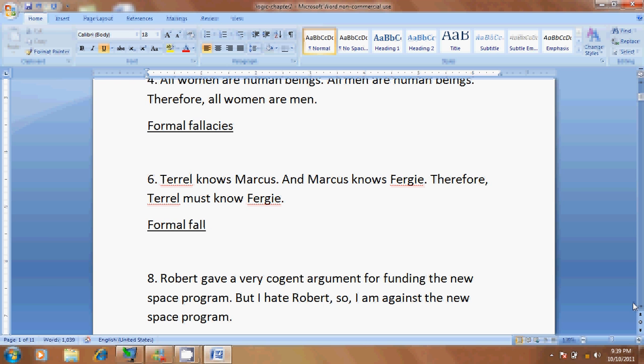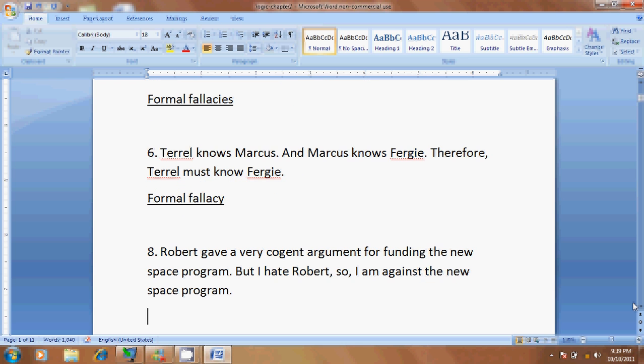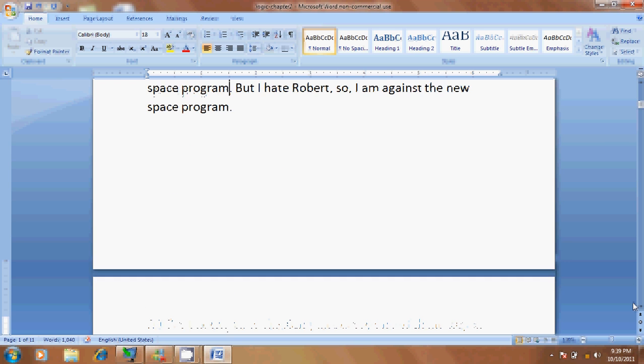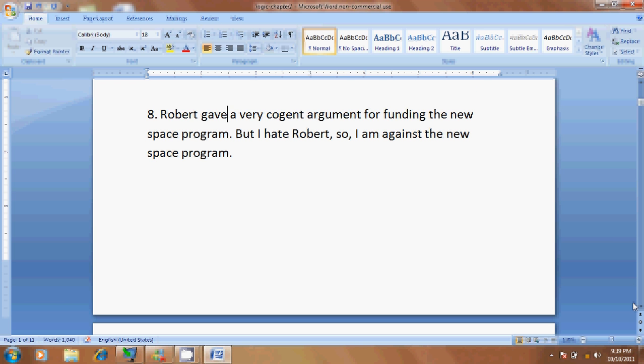Robert gave a very cogent argument for funding the new space program, but I hate Robert, so I am against the new space program. Okay? Now in this case, it's not a problem with the form. There's no real structure in that way. It's an inductive argument, and essentially it's saying, I'm just saying I don't like Robert, so it's a bad program. And so it's trying to mislead you. It's introducing irrelevant information. Your hatred of Robert isn't relevant. And so this is an informal fallacy. So we label it as such.